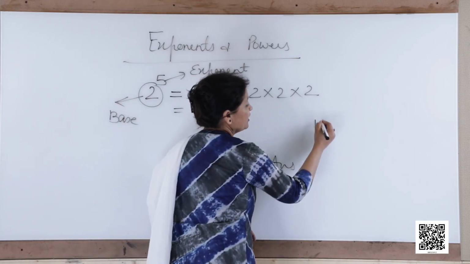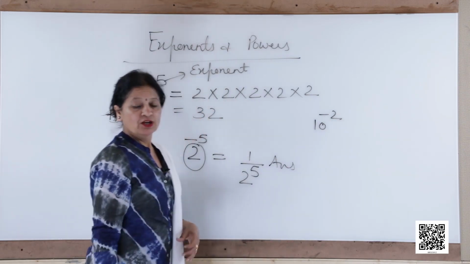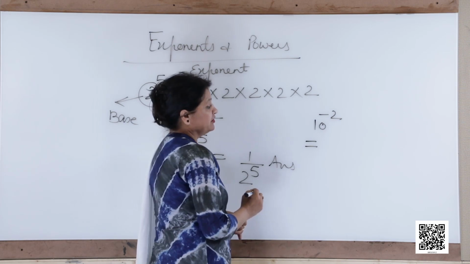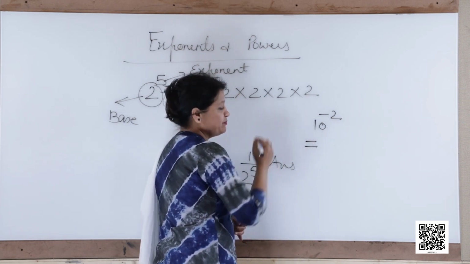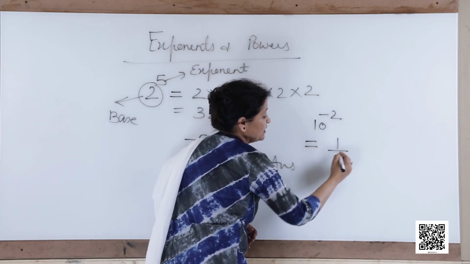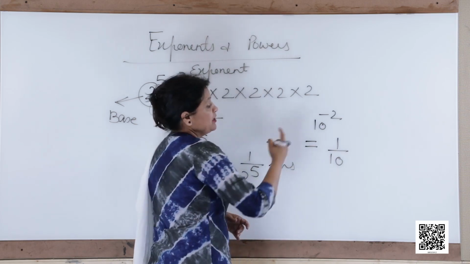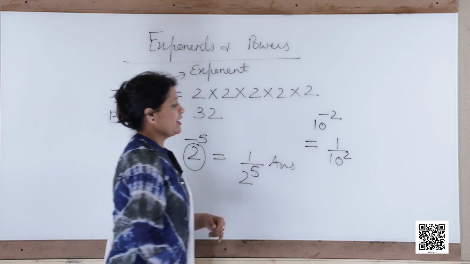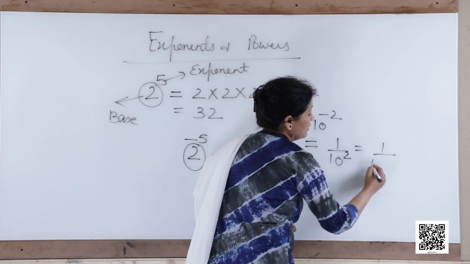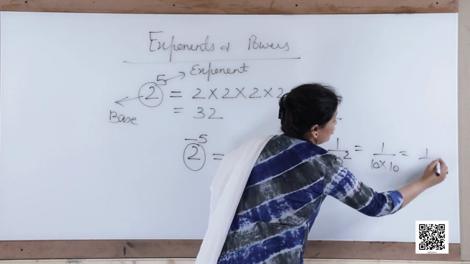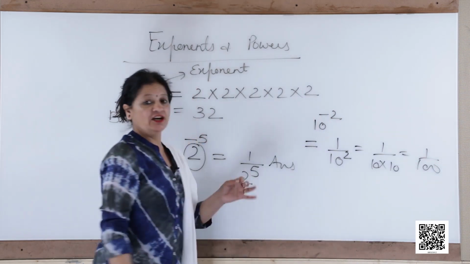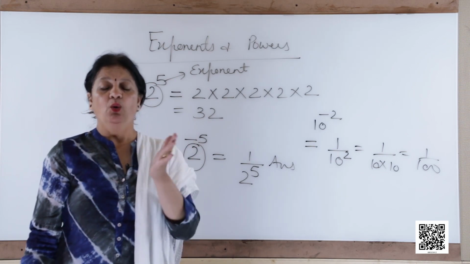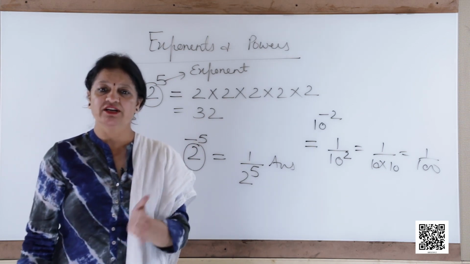We have 10 raised to the power minus 2. To remove the negative sign from the power, we need to take the reciprocal. The reciprocal of 10 is 1 by 10 and the power will become positive now. So the power will be 2, 1 by 10 square, or 1 by 10 into 10. So your answer will be 1 by 100. Negative power means it will be 1/10th, 100th, 1000th, like that.